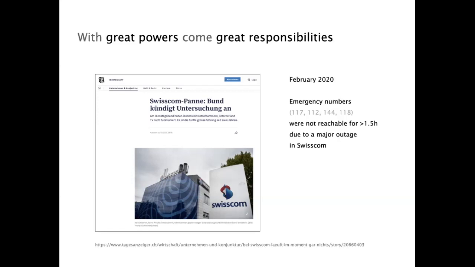And the last thing you want is, for instance, your network to go down or your emergency services not to be reachable. Unfortunately, this happened recently for Swisscom, in February 2020. The emergency services were not reachable for more than an hour and a half because of a network issue. That's terrible, of course. You can only imagine the bad consequences of not being able to reach these numbers when you really, really need it.